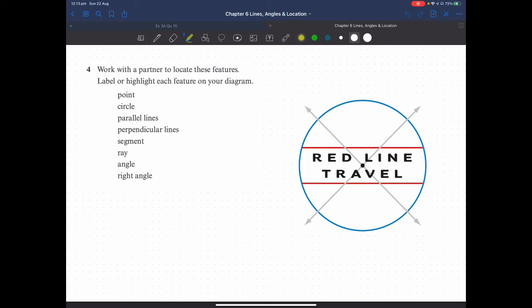Now we've got some terms to look at around the same diagram. It says to us, label or highlight each feature on your diagram. So the first thing it asks us to do is label a point. I will do this with a highlighter. The point is right in the center where the two grey lines cross each other. So I will label this with the name in blue, point.